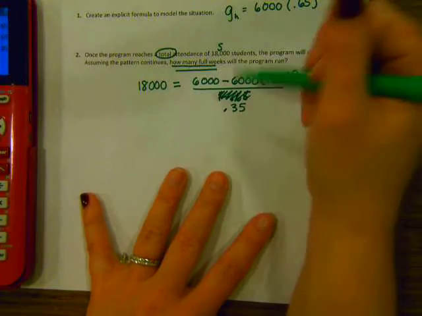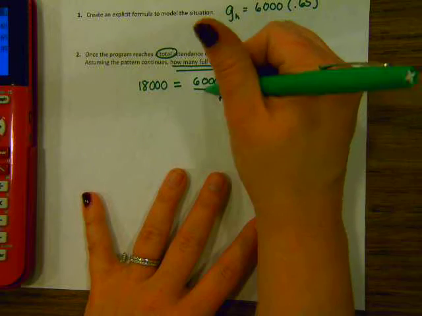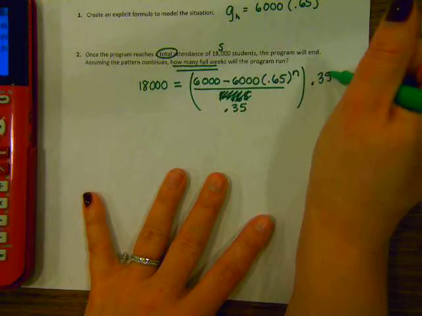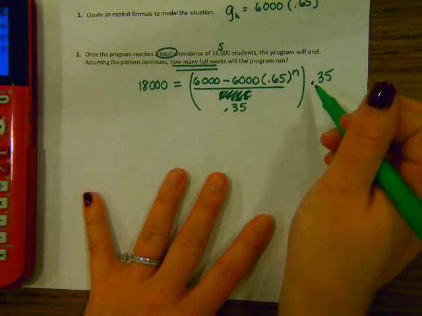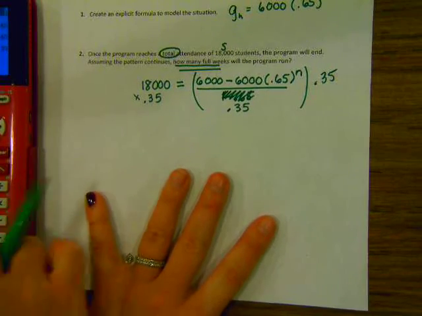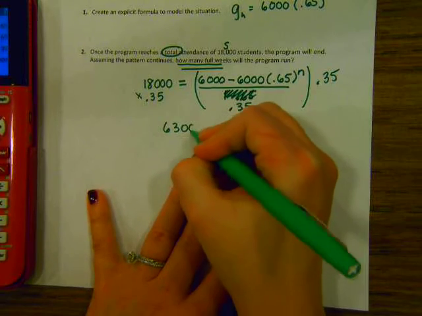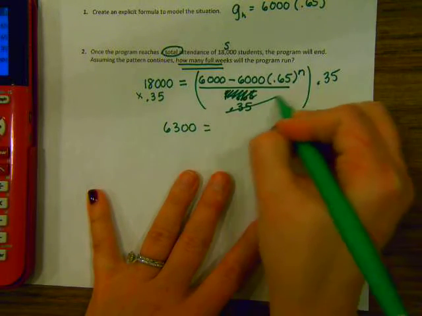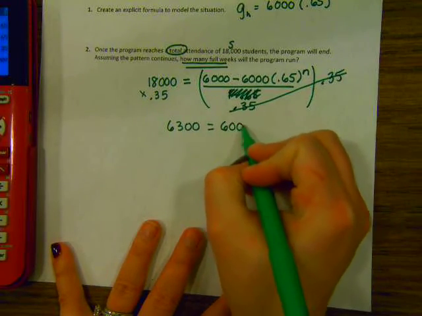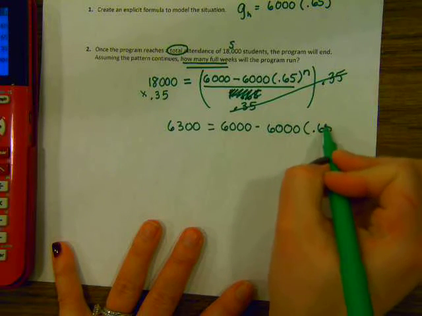And now I'm going to simplify further because again, I don't like putting the fractions into the calculator. So the opposite of dividing by 0.35 is multiplying. I'm going to take this whole side and multiply by 0.35, but what you do to one side of the equation, you have to do to the other. So 18,000 times 0.35, and I get 6,300 equals, and by doing that multiplication, I don't have a fraction anymore. I still have the numerator, and I can still write that expression.